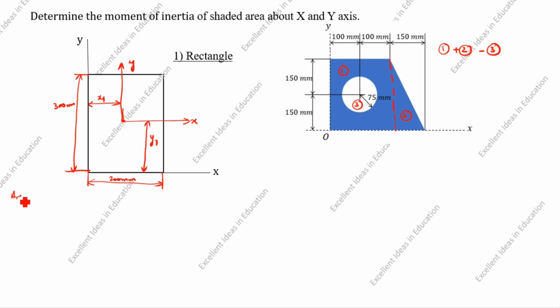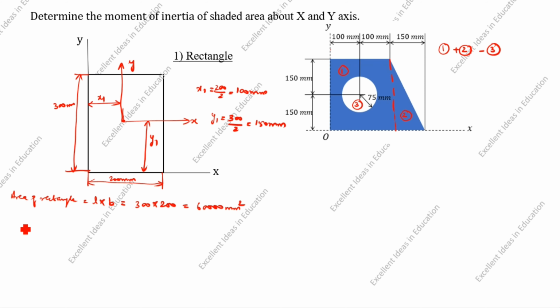What is the area of the rectangle formula? Area of rectangle is equal to L into B. L is 300, breadth is 200, equal to 60,000 mm square. Next, what is x1? X1 is equal to 200 divided by 2, equal to 100 mm. So this value is 100 mm. How will we calculate y1? Y1 is equal to 300 divided by 2, equal to 150 mm.